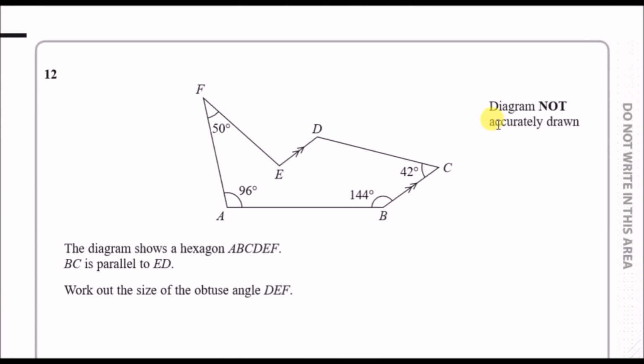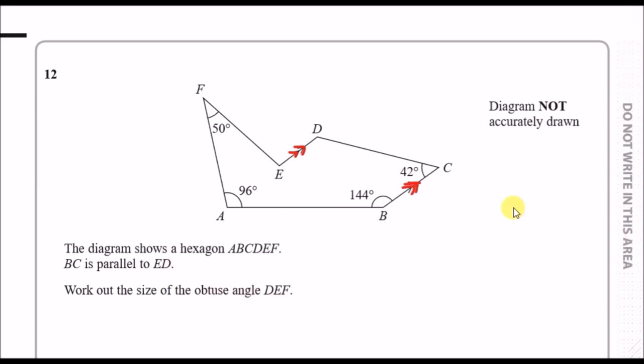Now, number 12. So it says here that we got a diagram that shows a hexagon A, B, C, D, E, F, and BC is parallel to ED. Okay, so where's BC again? So here's BC, yep, parallel to ED. Work out the size of the obtuse angle, DEF.